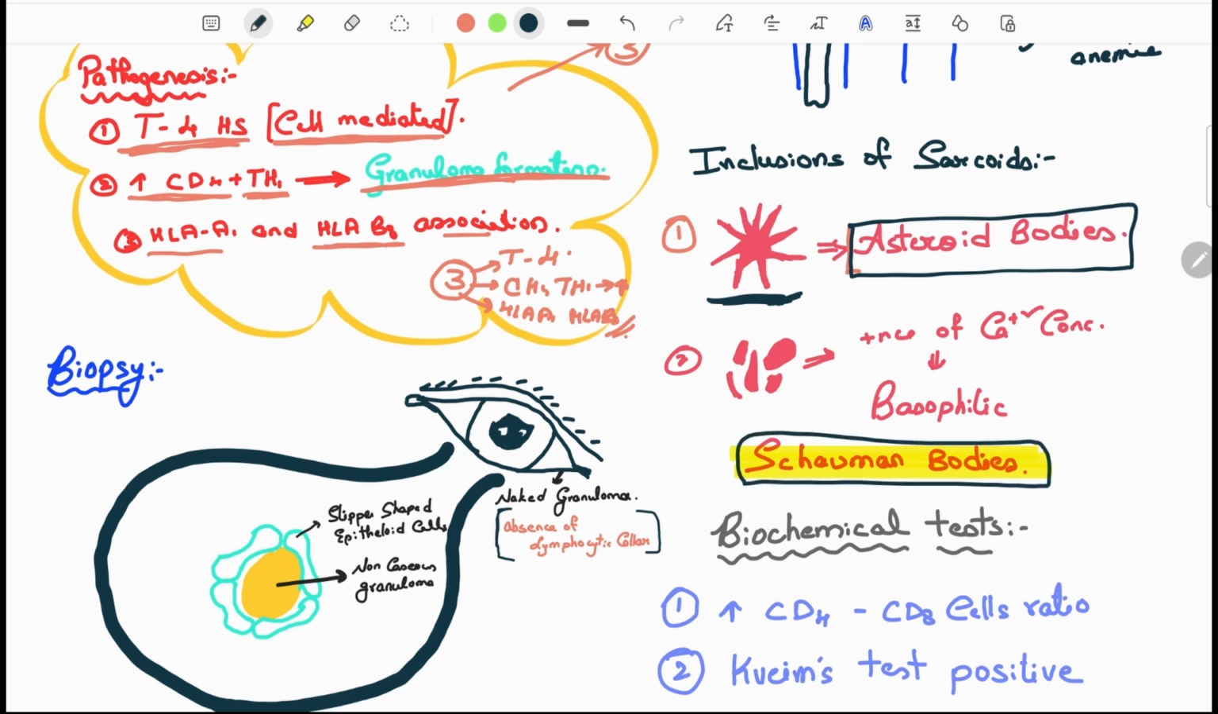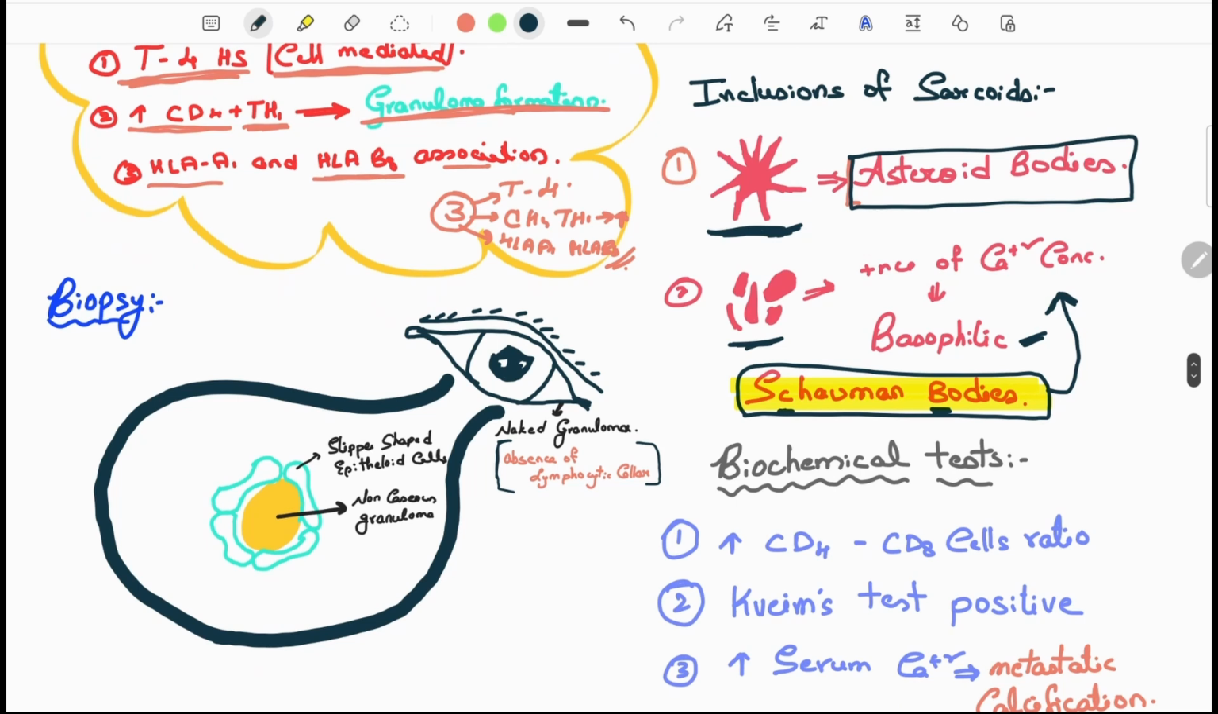Basophilic Schaumann bodies. What are these Schaumann bodies? These are nothing but calcium granules, or there will be a higher concentration of calcium, which is basic in nature. Okay, C for calcium, B for basic in nature. So these are Schaumann bodies.